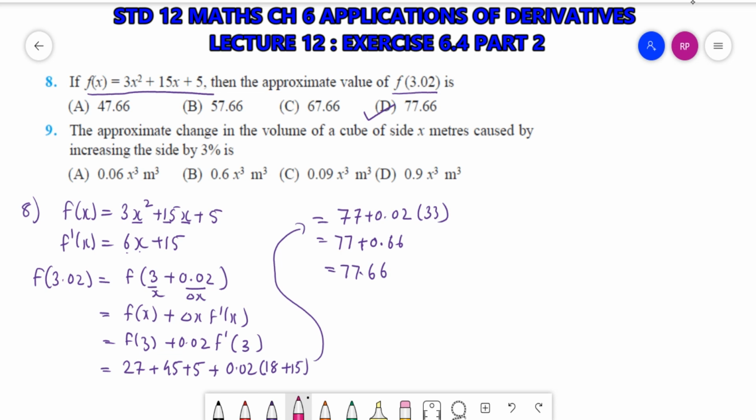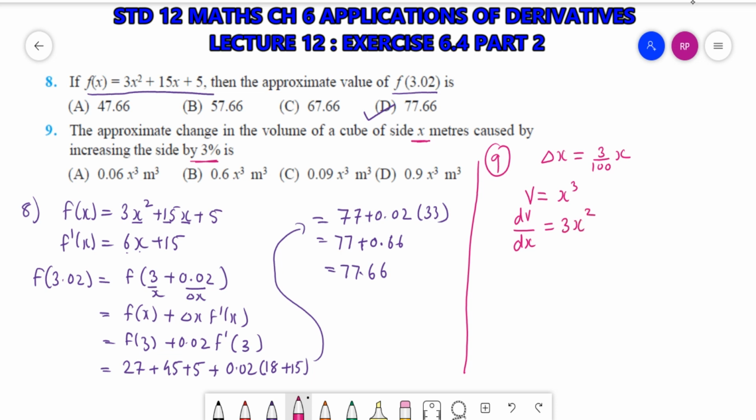Now let's see question number 9. Approximate change in the volume of a cube of side x meters caused by increasing the side 3%. So delta x, side is increased by 3%. That means 3 by 100 x. You need to find out the approximate change in volume. Volume of a cube, that is x cube. So dV by dx, that will be equal to 3x square.